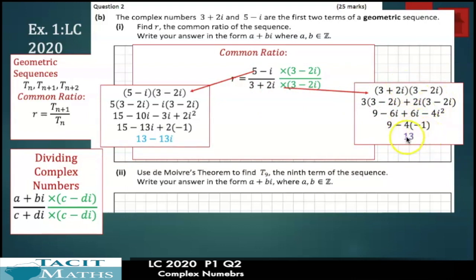And even without checking the solution, I have a good idea that I'm probably right in this case, because all the 13s, when I put them back in together like that, will all cancel and I'm left with 1 minus i. Okay, so the common ratio of this geometric sequence is 1 minus i.